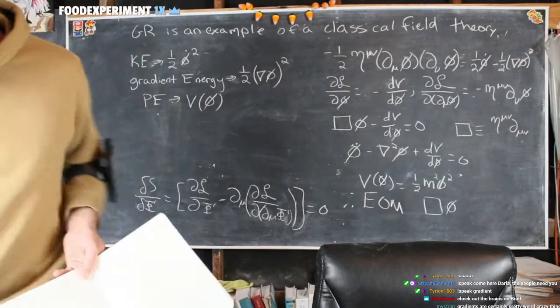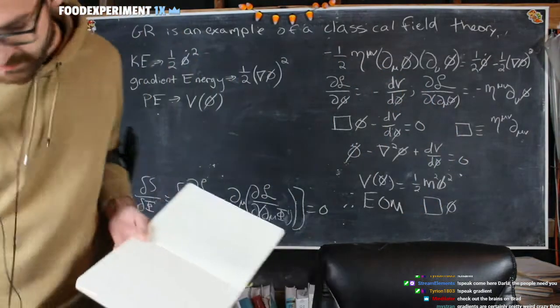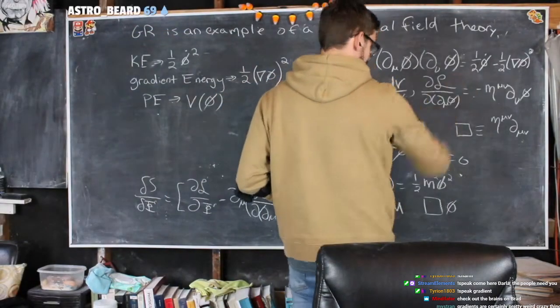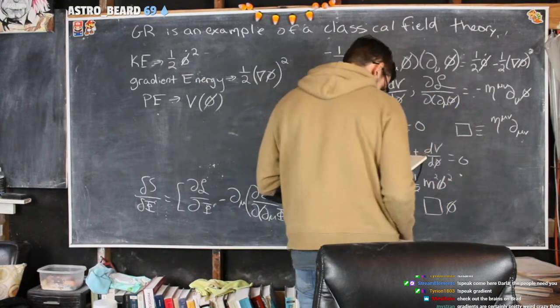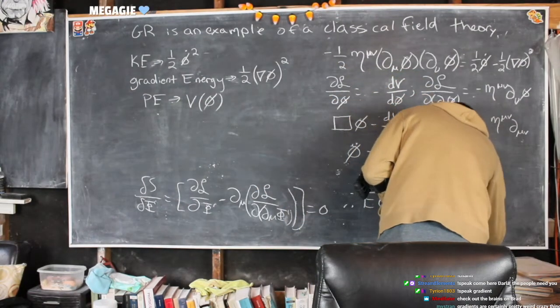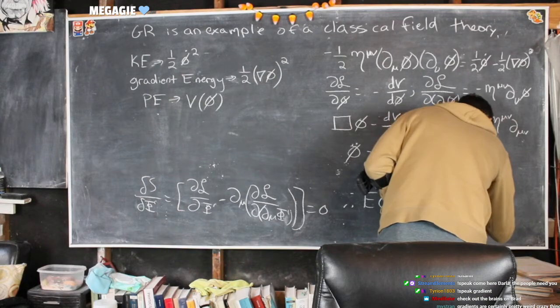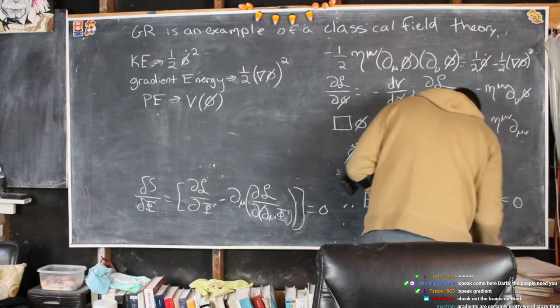I think something's wrong here. Wow, really? Okay. Nope, that's the way it is. Oh, I see, it's the second derivative. We're good. Minus m squared phi is equal to 0.